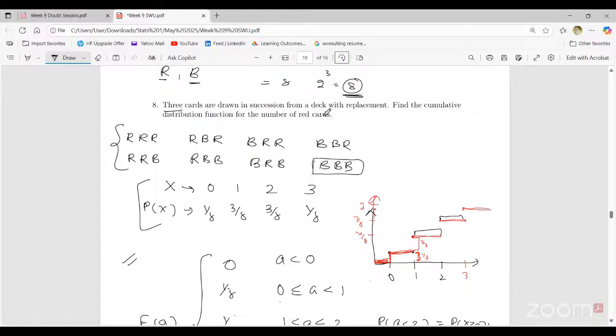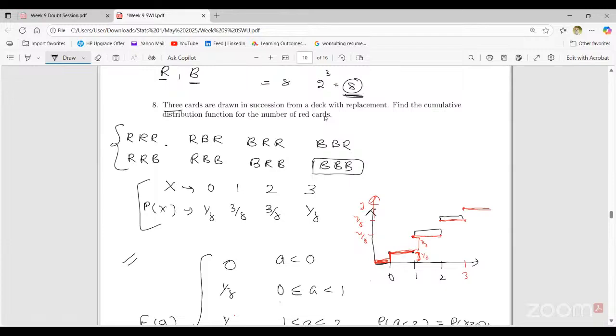So here they are saying that 3 cards are drawn in succession from a deck with replacement. Find the cumulative distribution for the number of red cards that they have drawn. So from a deck of cards, I am taking out 3 cards. And I need to calculate the number of red cards that I am getting. In a deck, I have 2 colors of cards, a red color and a black color. Correct?